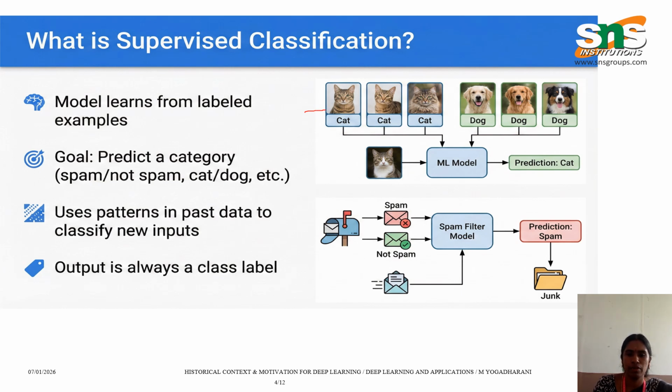For example, if we train a disease detection model using only healthy patient data, it will fail completely. A supervised classification model learns patterns from the training data. If the data is incorrect, biased, or too small, the model will make wrong predictions. That is why data collection and data quality are critical steps in machine learning. Always remember the sentence: better data leads to a better model.